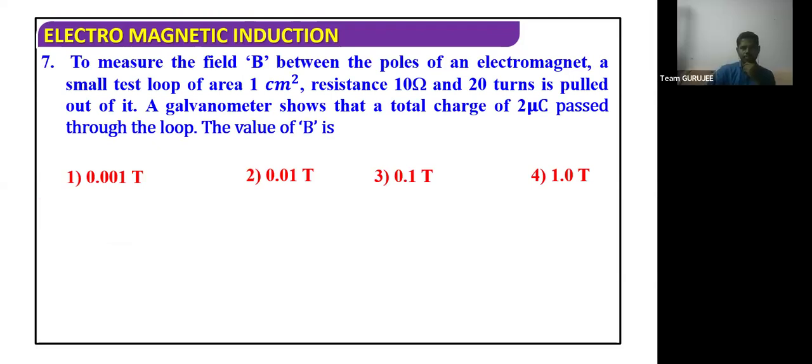Actually, to measure the field B between the poles of an electromagnet, a small test loop of area 1 centimeter square, resistance 10 ohm, and N turns is pulled out of it. A galvanometer shows that the total charge of 2 microcoulomb passed through the loop. The value of B is... how to find the value of B?